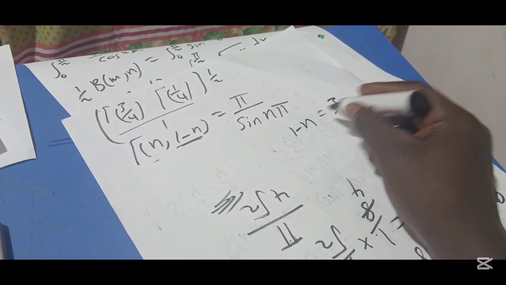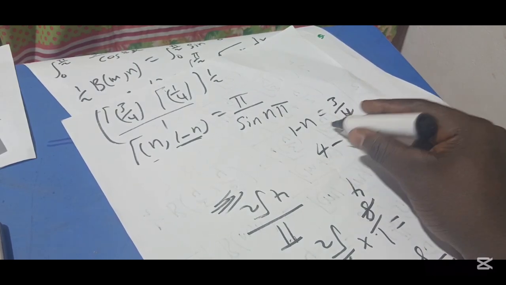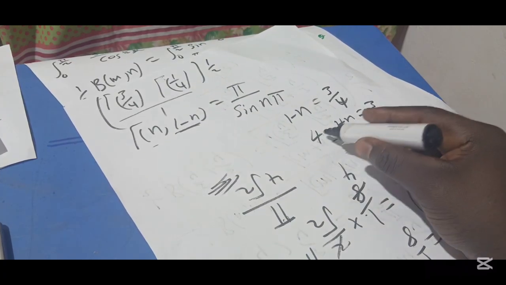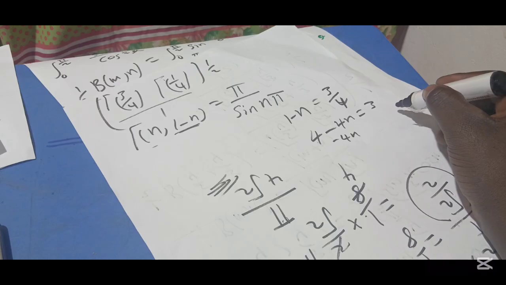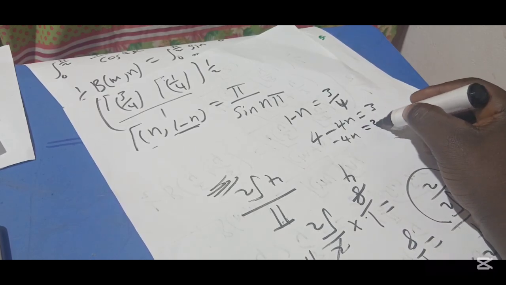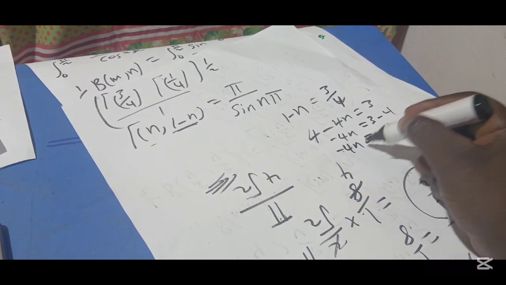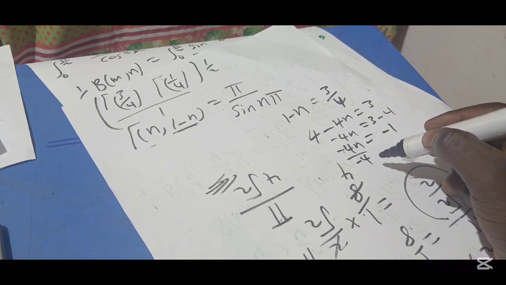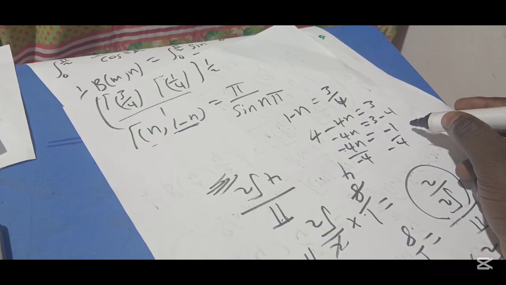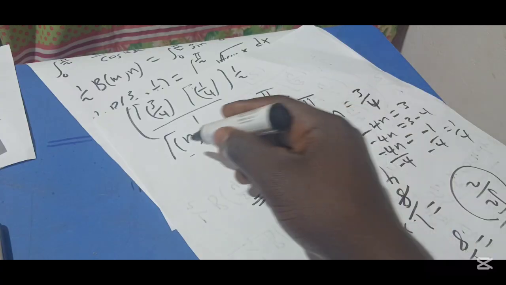So let's try to simplify this. We're multiplying through by 4. I'm getting 4 minus 4n equal 3. So minus 4n, let 4 cross to this side. So 3 minus 4 gives me minus 1 equal minus 4n. Dividing through by minus 4, I'll be getting positive 1 on 4. So it means that my n here is 1 on 4.